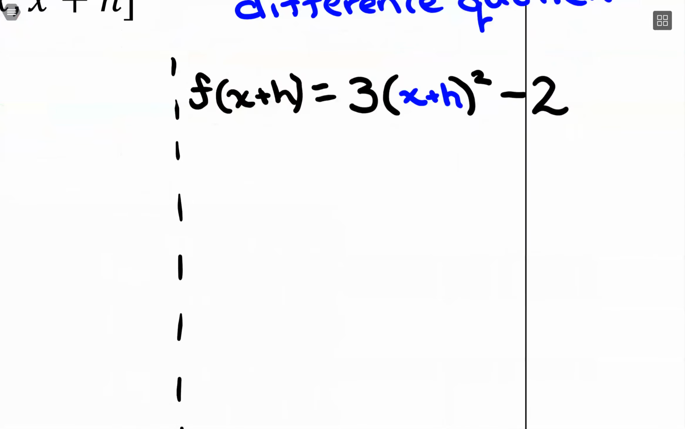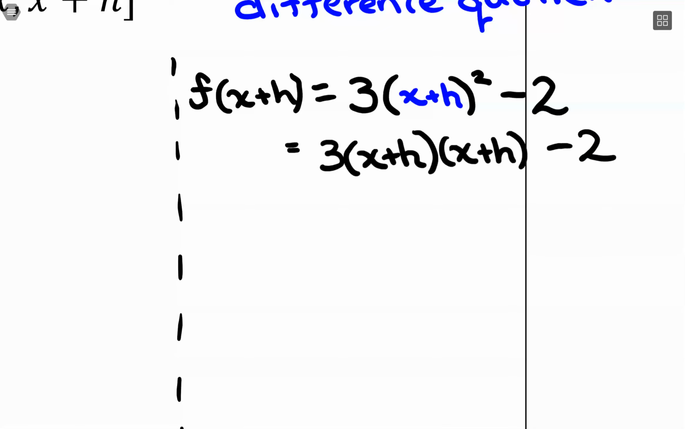A very common mistake here is to make this x squared plus h squared. Remember, that's not what's happening here. What can help is if you remember to write it out expanded. So this is the same thing as x plus h times x plus h. So what we really need to do there is FOIL: first, outer, inner, last.